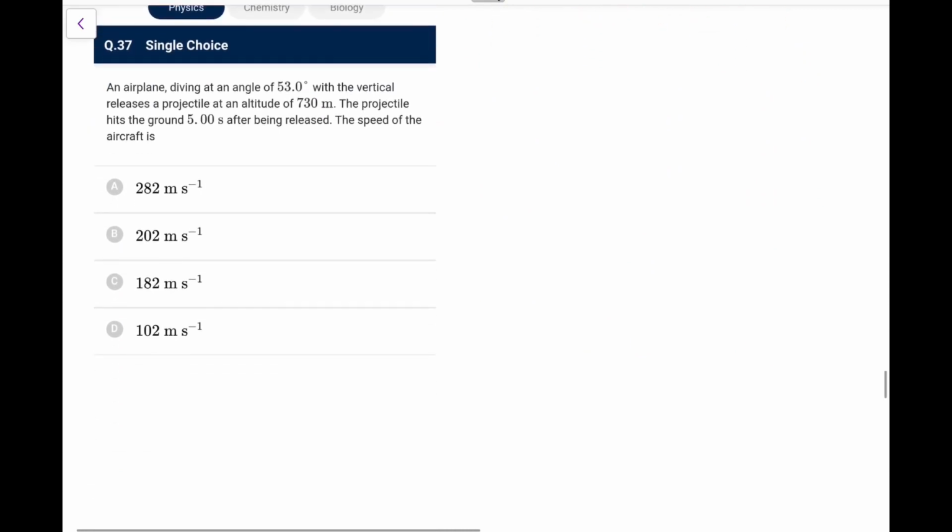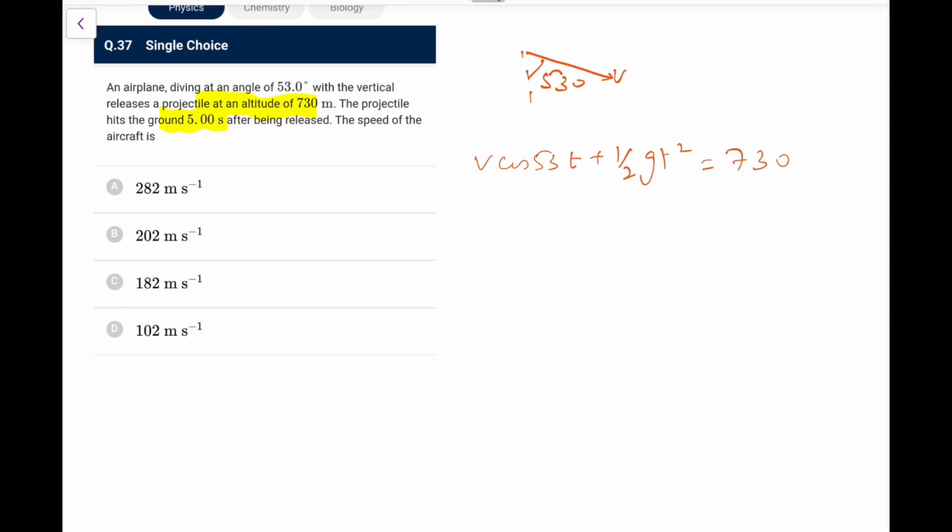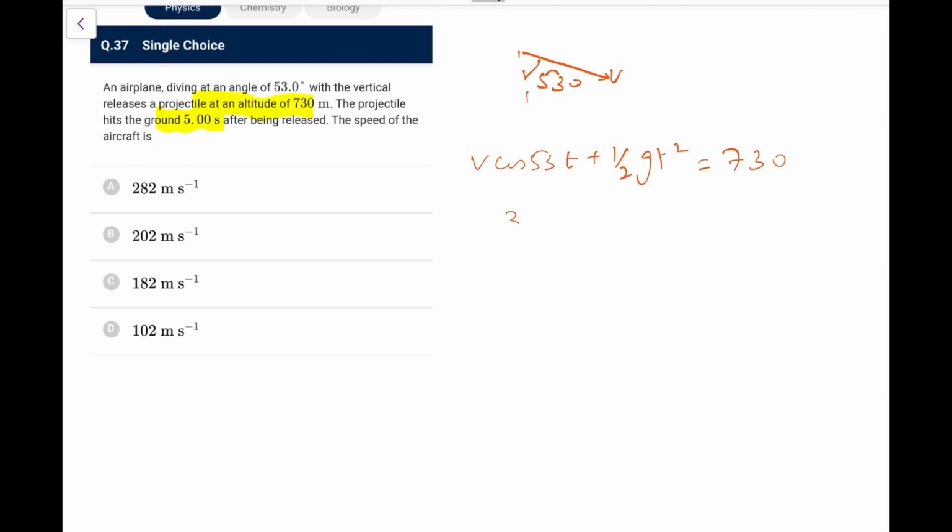Next one, an aeroplane diving at an angle of 53 degree with the vertical releases a projectile at this altitude. The projectile hits after 5 seconds. The speed of the aircraft is? So it releases. Releases means its velocity is the same as the velocity of the aeroplane. It is at 53 degree with the vertical, let's say like this. So the velocity, let's say v. The vertical component would be v cos 53, that times t plus half g t square, that is equal to 730. That is what I can make out. So v cos 53 is 3 by 5, t is given as 5, half g is 5, t square is 5 square, that is 730.